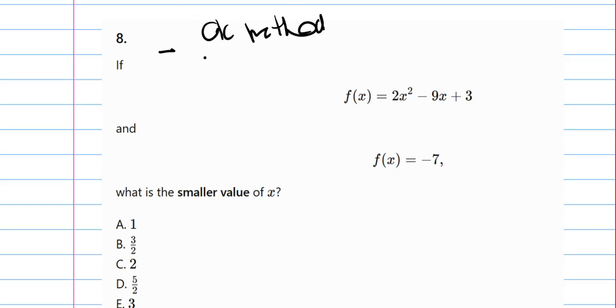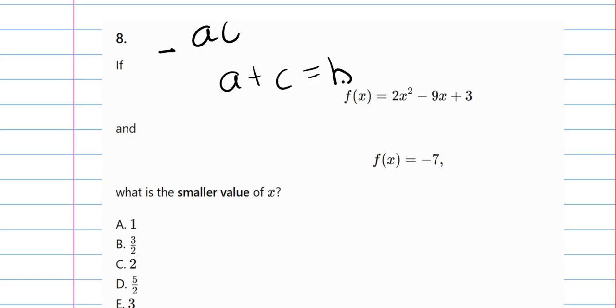You can watch other YouTube videos on how to use the AC method, but you just basically multiply A and C together, and you need to find numbers that add up to B. That's the thing about the AC method. But let's solve this so we can be finished.